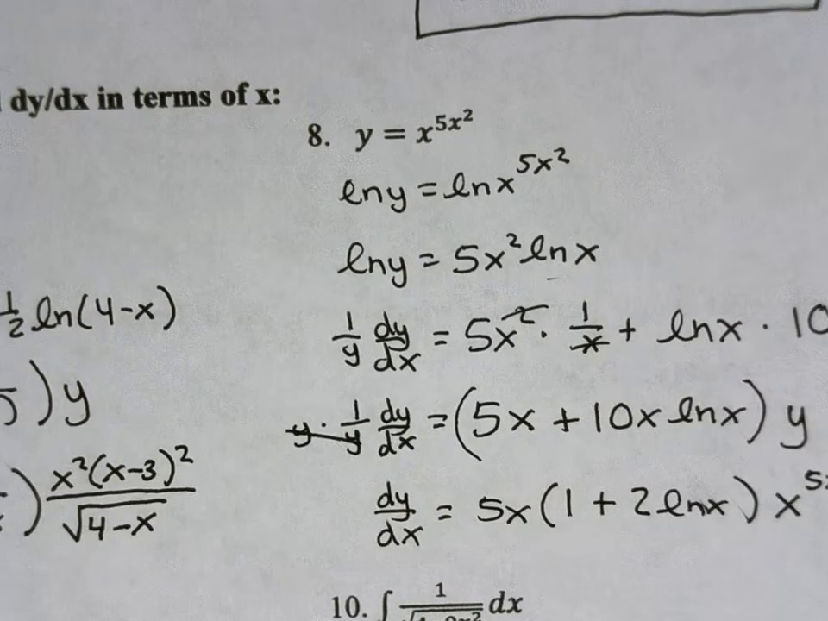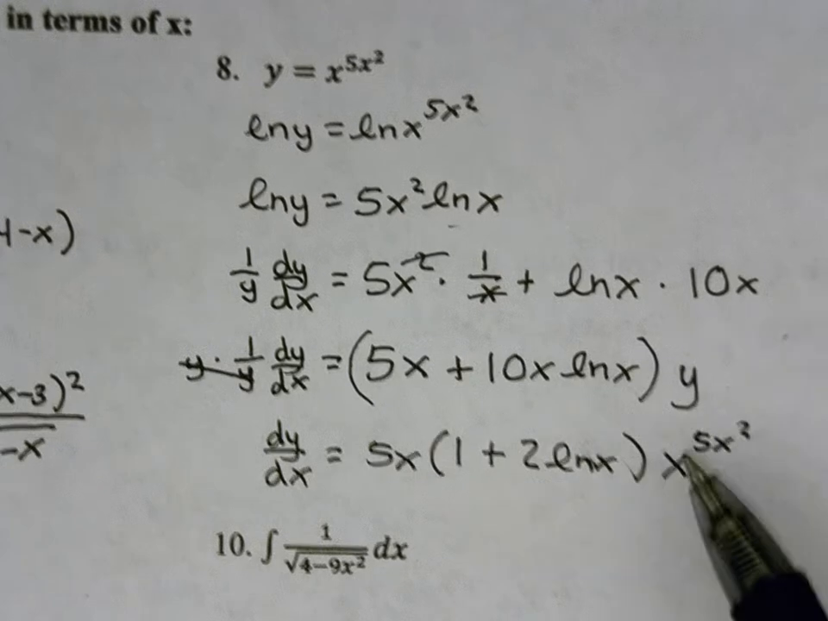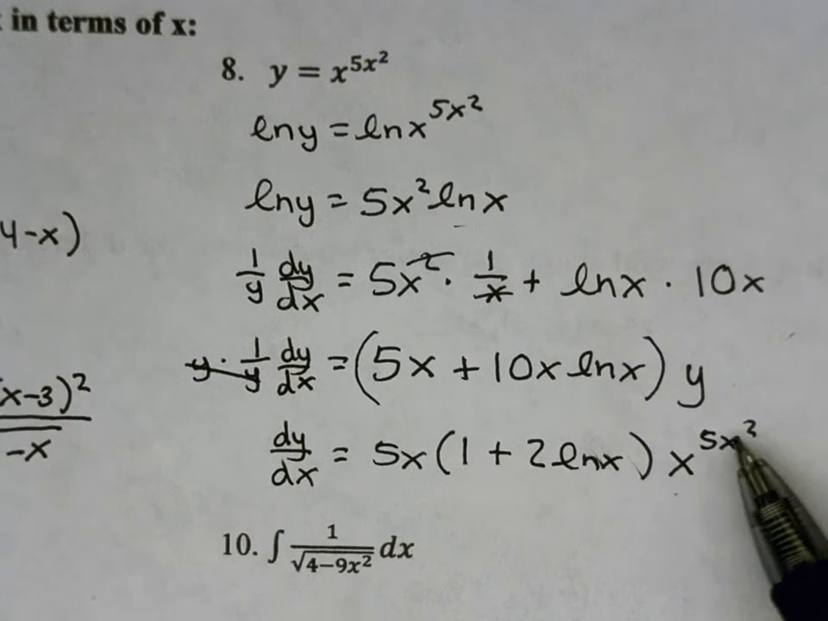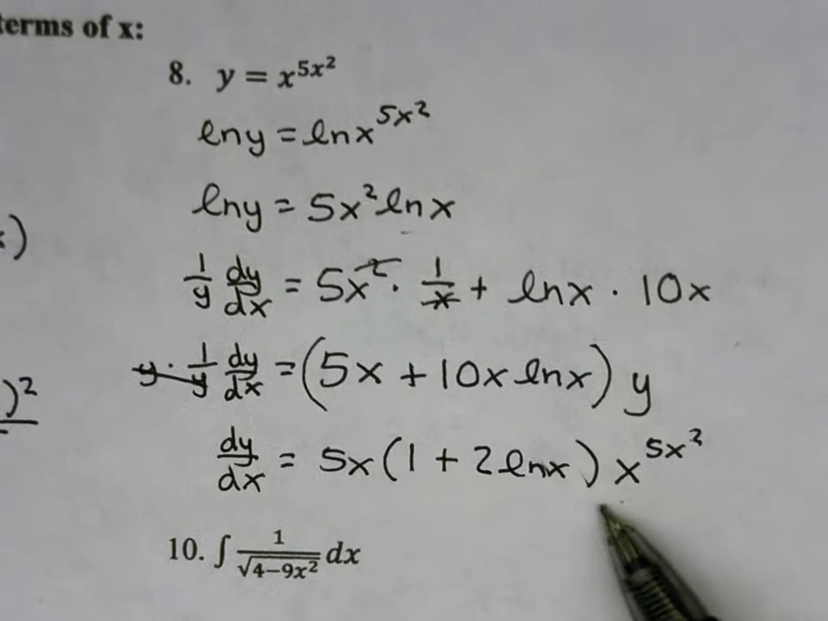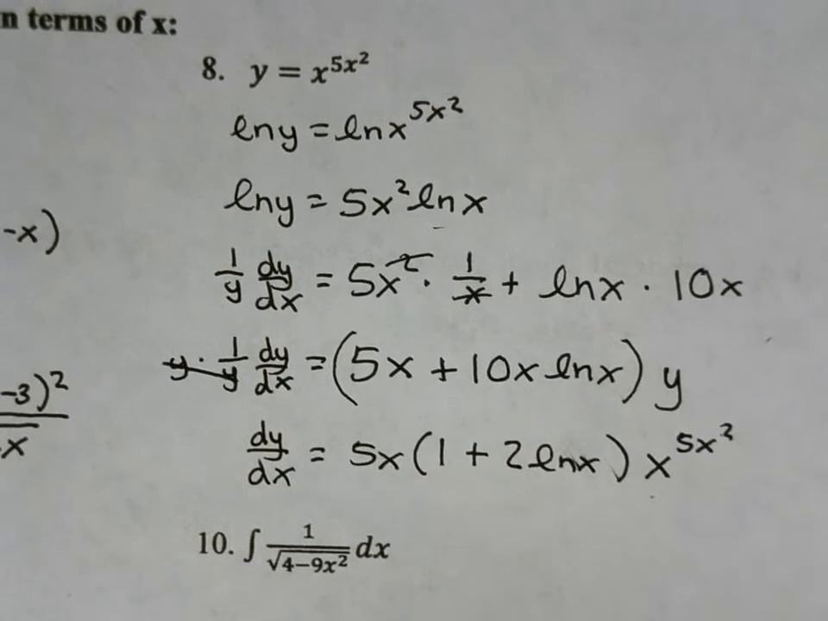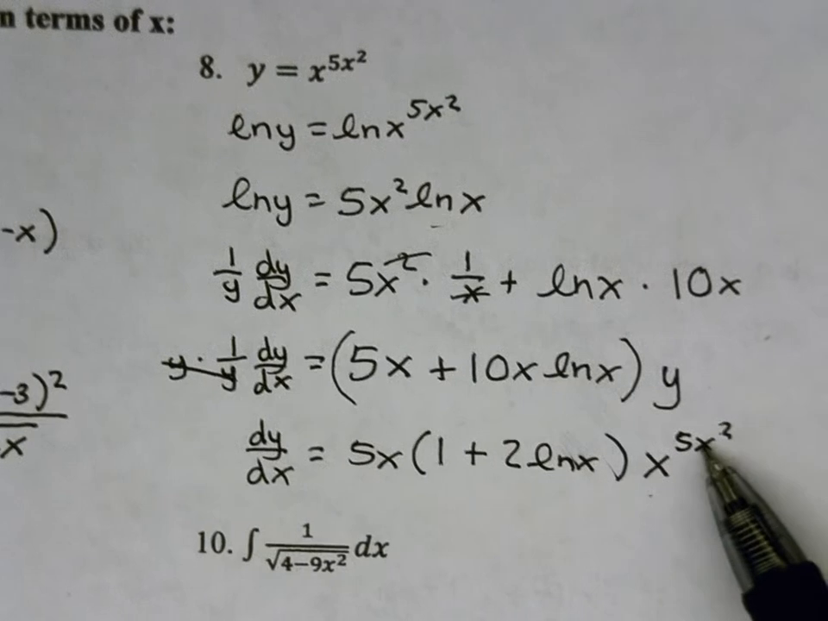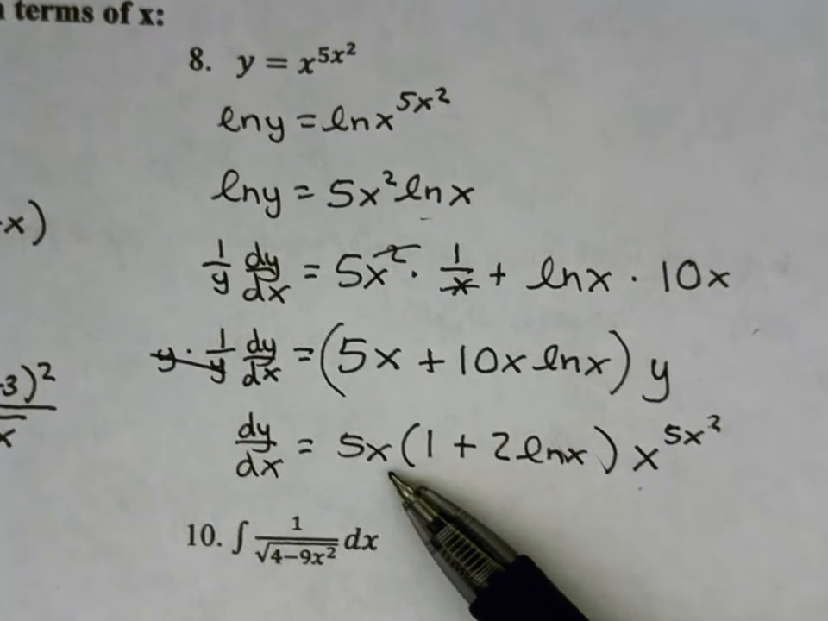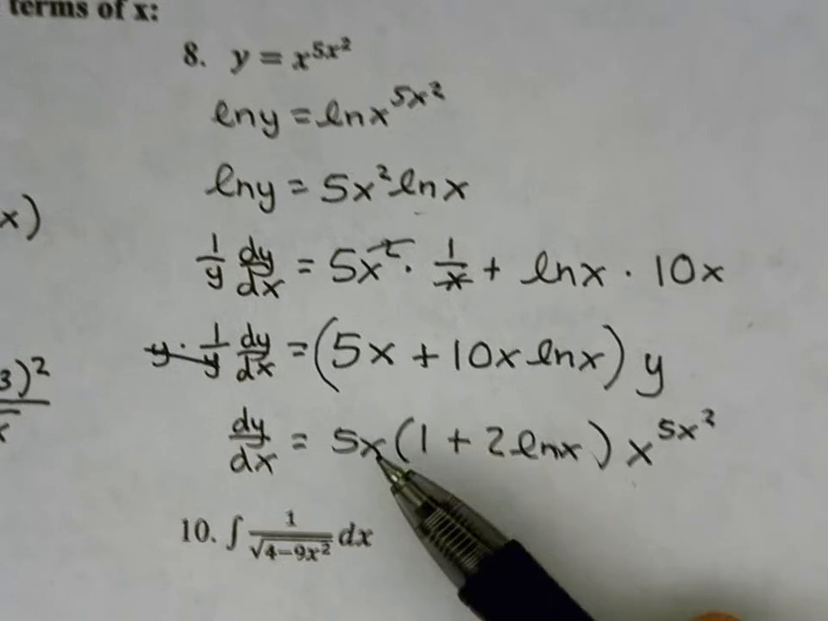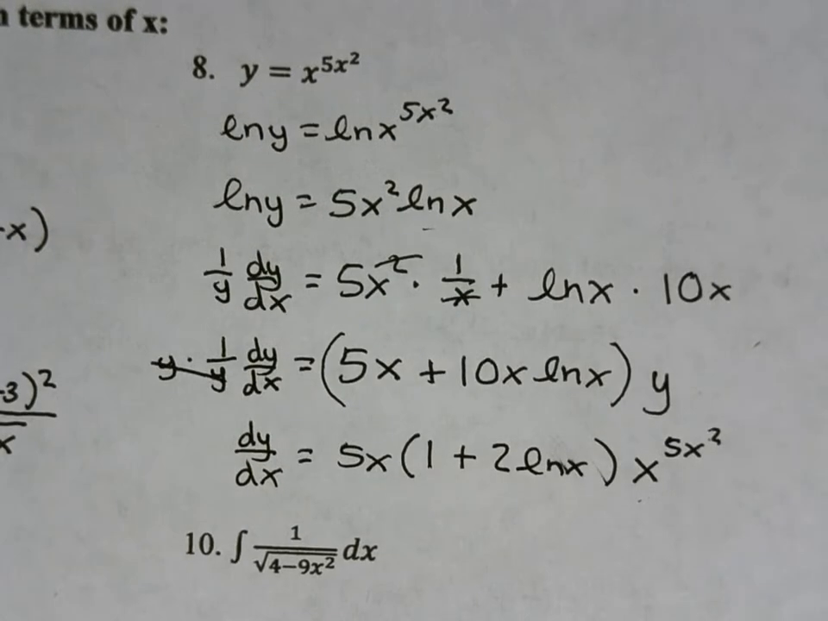And the only other thing you might look for with this particular one is, because we have an x to the 5x squared here and an x over here, right, they have the same base, those might get combined by adding the exponents. This one has an exponent of 1, this one has an exponent of 5x squared, and so you might look for something like 5x to the 5x squared plus 1 times 1 plus 2 natural log of x, or something along those lines.